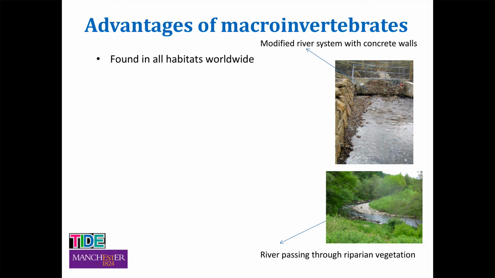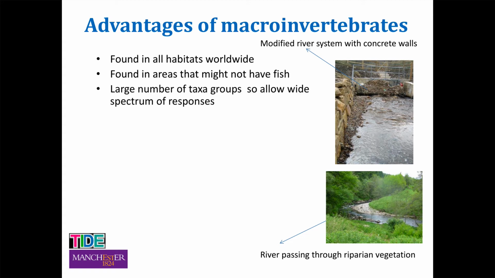They're found worldwide. I'm sure I'll see invertebrates that I see in the UK. I'm sure we'll see some of them in Myanmar. So they're found in habitats all around the world, and they're very, very similar all around the world. They're found in areas that might not have fish. So again, that will be very useful, because if you don't have any fish in your system, there's no point using fish as your bioindicator.